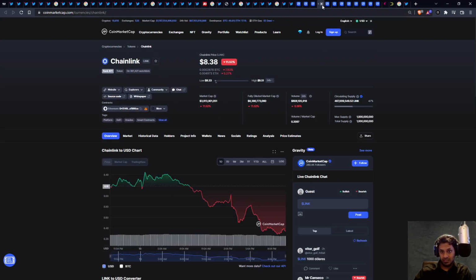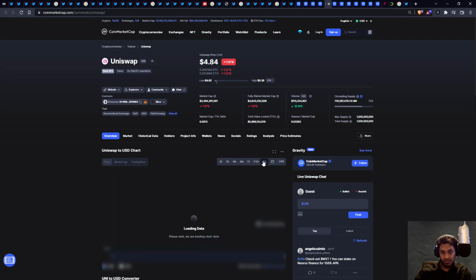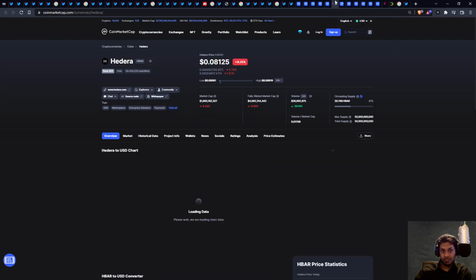Chainlink, as I discussed, don't sleep on this coin. Uniswap as well, it's providing a lot of solutions. The all-time high was $44, even $45. It's now trading around $4, so you can 10x it if you want. So definitely buy this one as well.